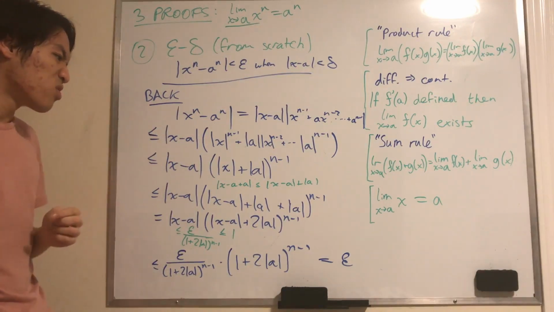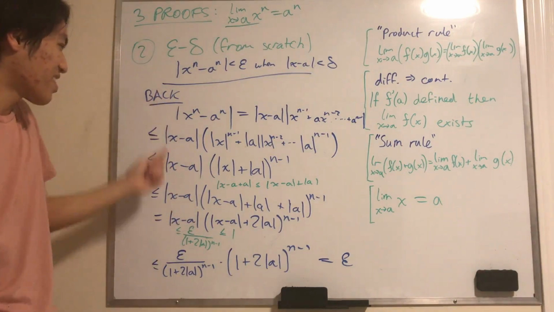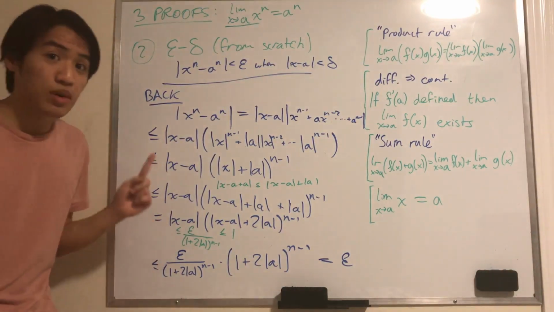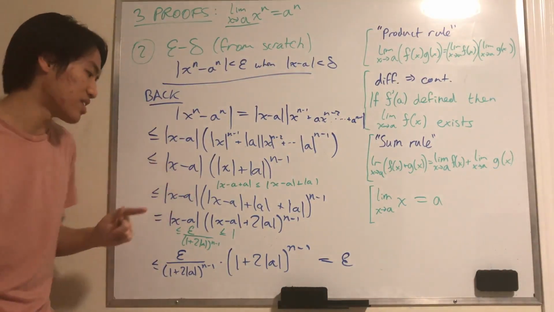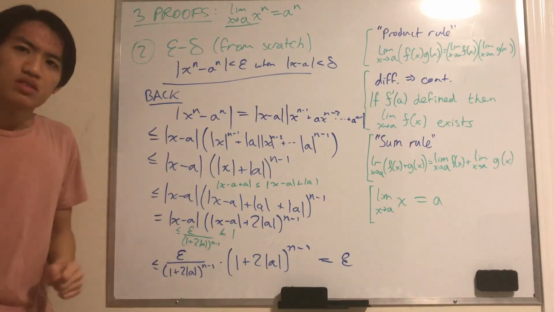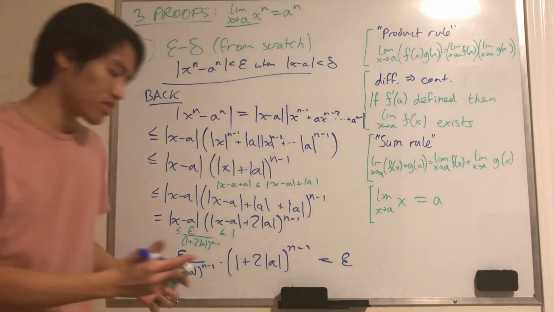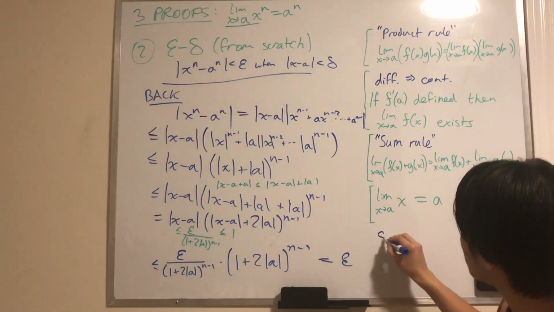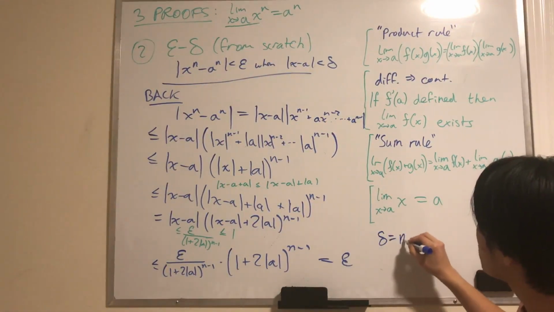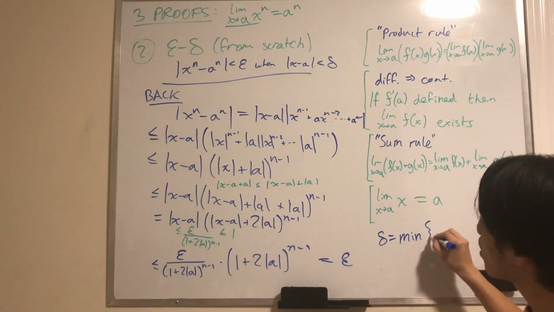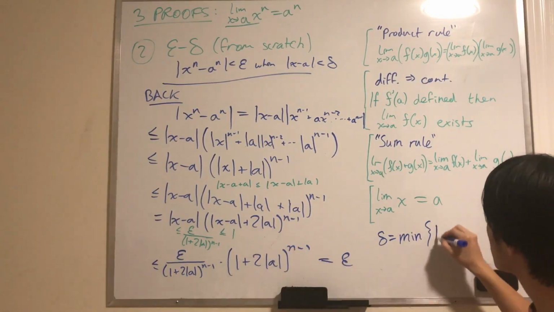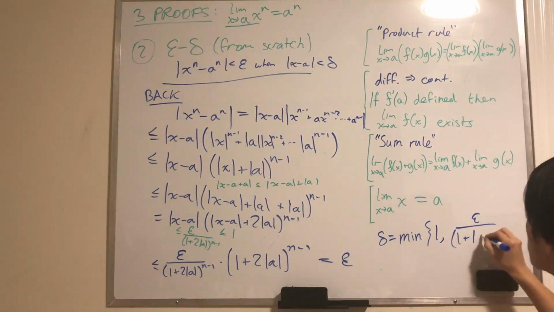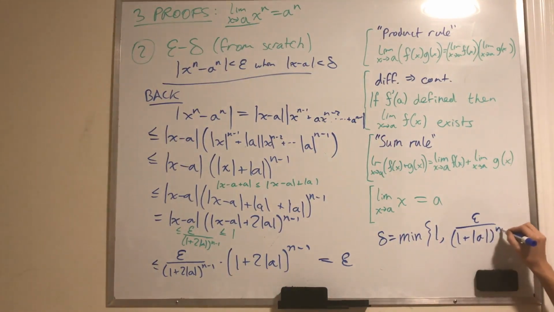So here's what I'm going to do. Let's look back at everything we did. These are the only conditions we set on x minus a to make everything fall into place. So that's going to be used for our choice of delta. Namely, it'd be really nice if delta is nothing more than the minimum of 1 and epsilon over 1 plus 2 absolute value of a to the power of n minus 1.